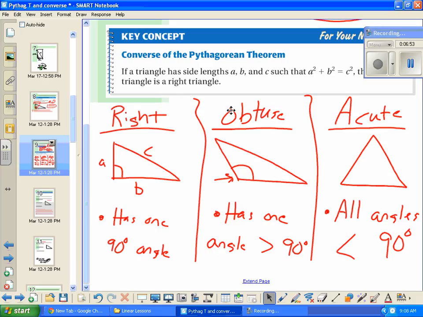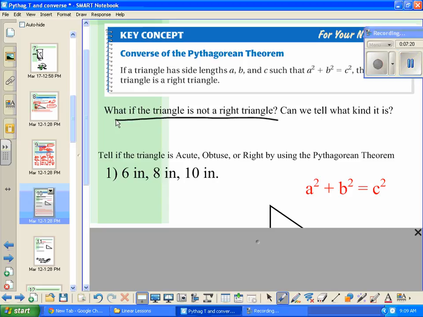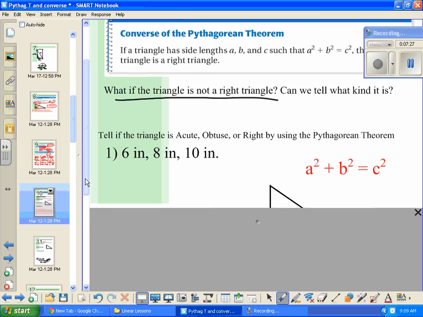Using the Pythagorean theorem, or I should say the converse of the Pythagorean theorem, and using that formula, a squared plus b squared equals c squared, if a problem gives me three sides in a triangle, and I plug in the numbers, no matter what I get, I can tell which type of triangle I've got without even trying to construct it. And I'll show you how we can do that. So at the top there, I've still got the converse of the Pythagorean theorem. And just like I've been asking here recently, what if a triangle is not a right triangle? Can we tell what kind of triangle it is by using the Pythagorean theorem? Well, yes, we can.